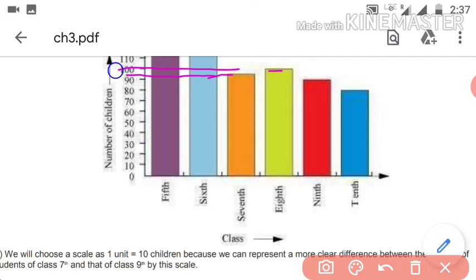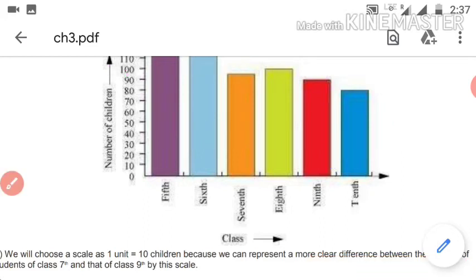In this way you will complete all the graph for class 9 also and for class 10 also. And you can give some color also just to identify the class. So 5th, 6th, 7, 8, 9, 10 class.